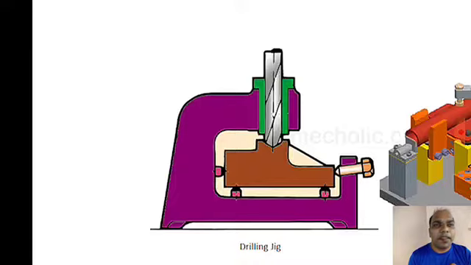Now the drill bit will enter into the workpiece with the help of the drilling bush, whereas the advantage of this drilling bush is that you don't have to guide the drill on your own. The bush will guide the drill towards the workpiece.